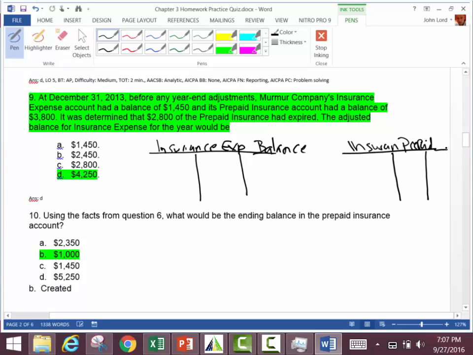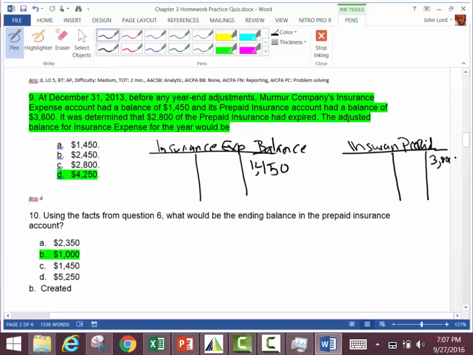Nice. You are going to be in that movie, The Accountant. The insurance expense account had a beginning balance of $14.50. The insurance had a balance of $14.50. Then tell me what happened. Prepaid insurance had a balance of $3,800. The prepaid insurance had a balance of $3,800.